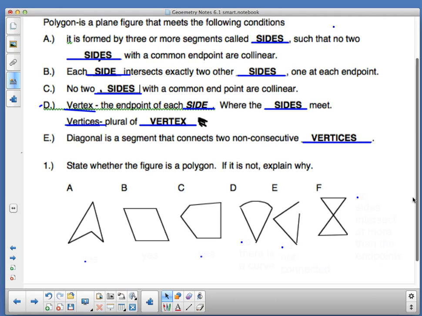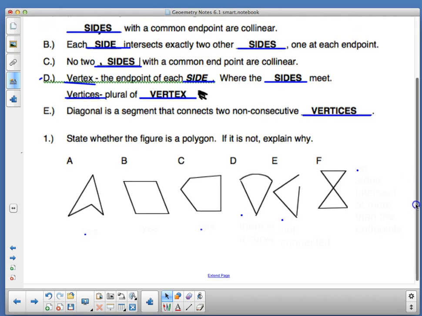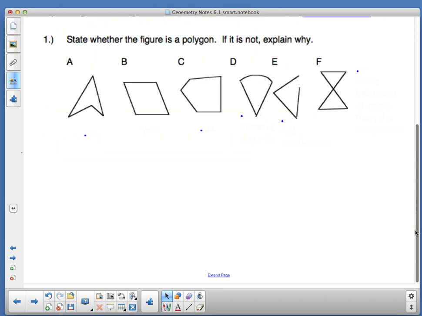Vertex, the endpoint of each side, that's where the sides meet, and vertices is the plural of vertex. A diagonal is a segment that connects 2 non-consecutive vertices. And now we're looking at the application of this, and we're talking about the fact that in A, everything's straight, connects, B, that as well, and C.